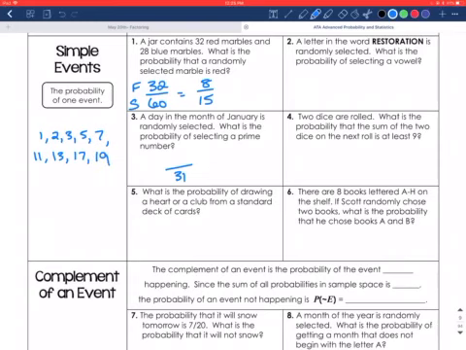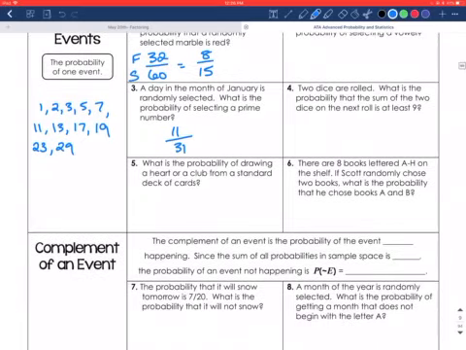19, 20, 21, 22, 23, 24, 25, 26, 27, 28, 29. Okay, so that looks like 11 prime numbers. So that took a little while. Sorry for that. Maybe I should have picked a better one.